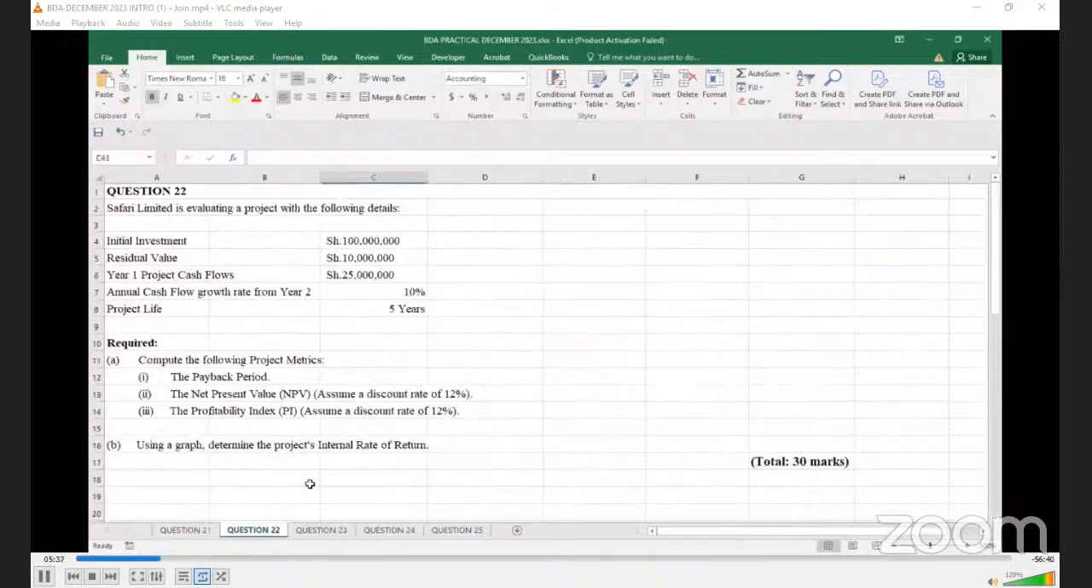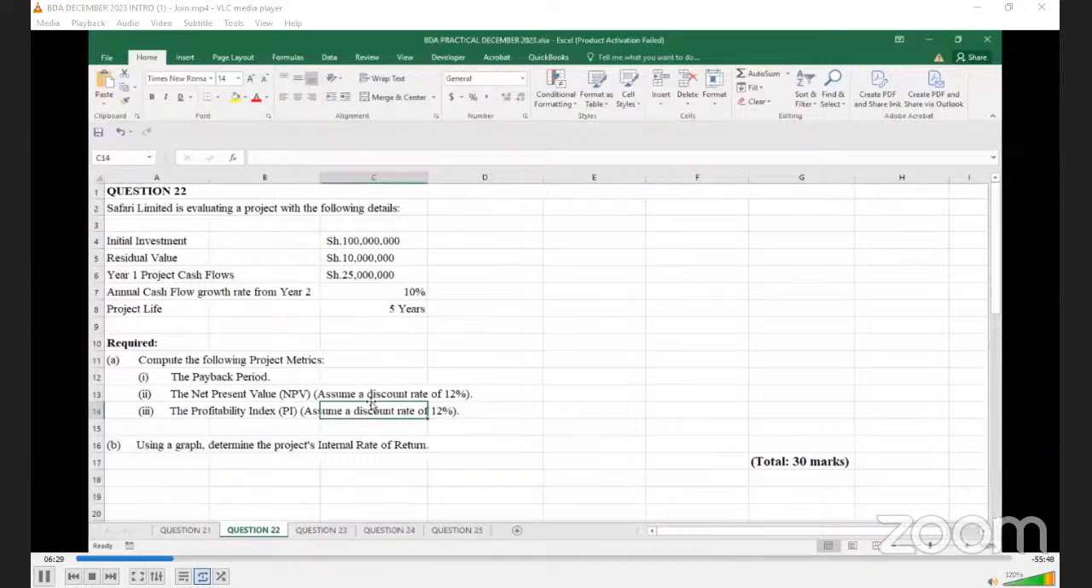Number 1, I want us to start with question number 2, for financial management. These are what we have always been guided through. Students who studied in the past found these questions very simple because these are things we do in class. In this question, you are told Safari Limited is evaluating a project with the following details. Initial investment, 100 million. Residual value, 10 million. Year 1 project cash flows, 25 million. Annual cash flow growth rate, 10%. The project life, 5 years.